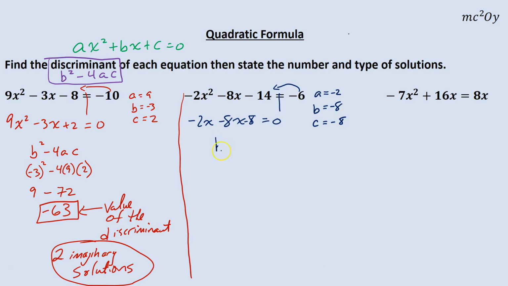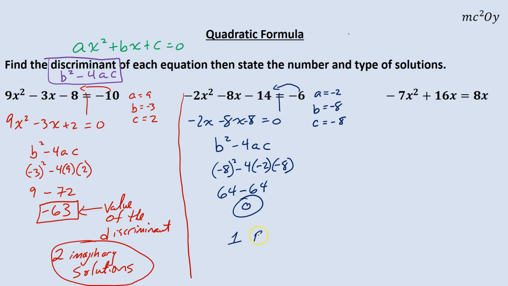All right, so we have B squared minus 4 times A times C, or -8 squared minus 4 times -2 times -8, which is 64 minus, well, we have a negative times a negative, so it is going to be minus, and 4 times 2 times 8 is 64, which is 0. So the value of our discriminant is 0. And if the value is 0, remember that means you have one real solution.